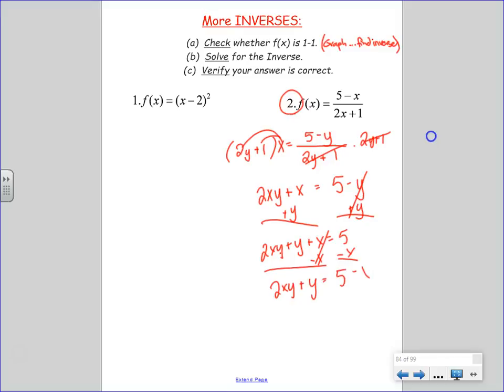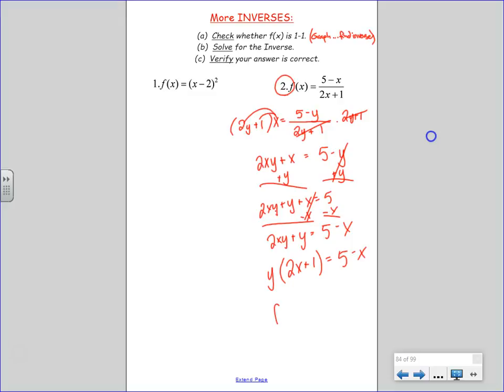You're still messed up because you still have both. Still so messed up, it's impossible. There's absolutely no way to get the y by itself. Oh, whoa. Or is there? Factor. And then you get f inverse of x to be.